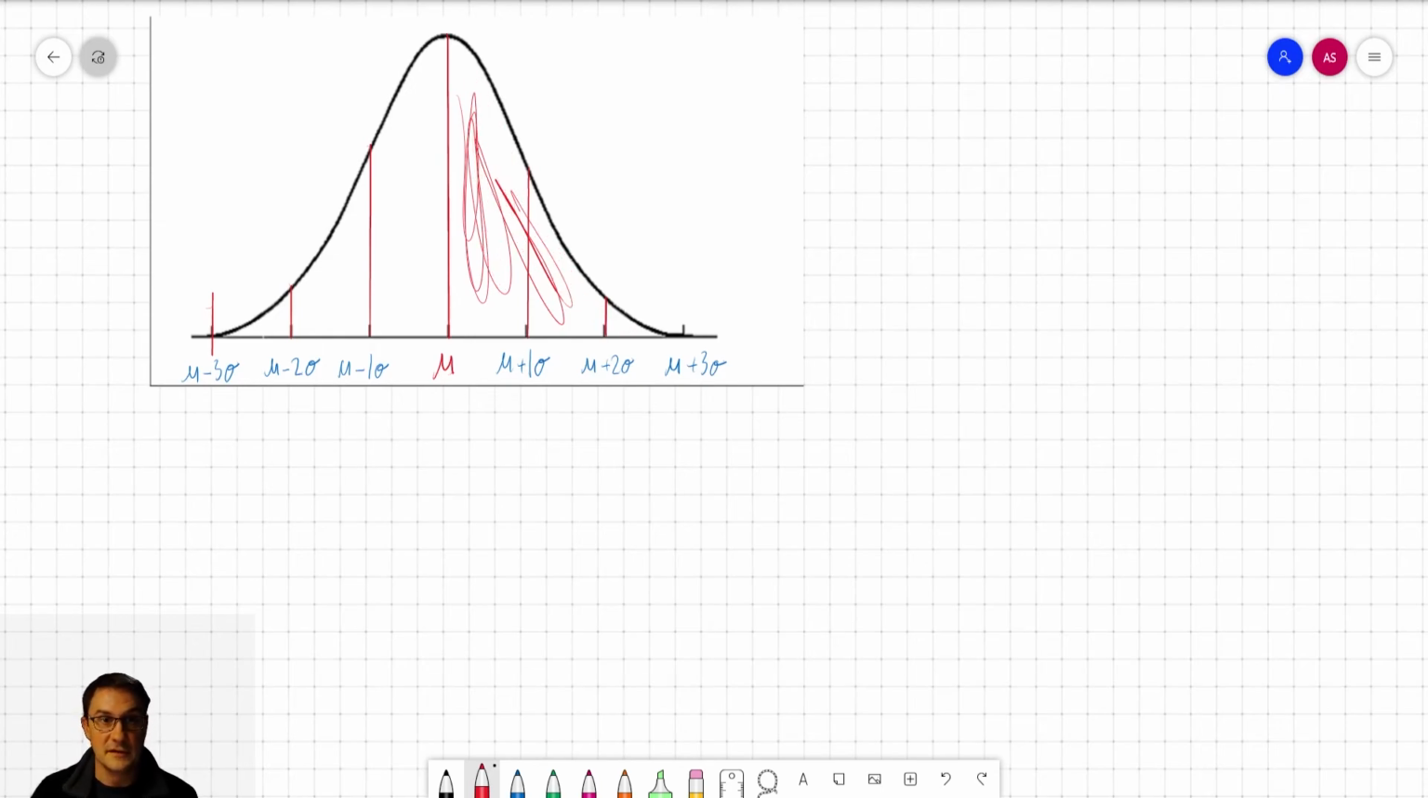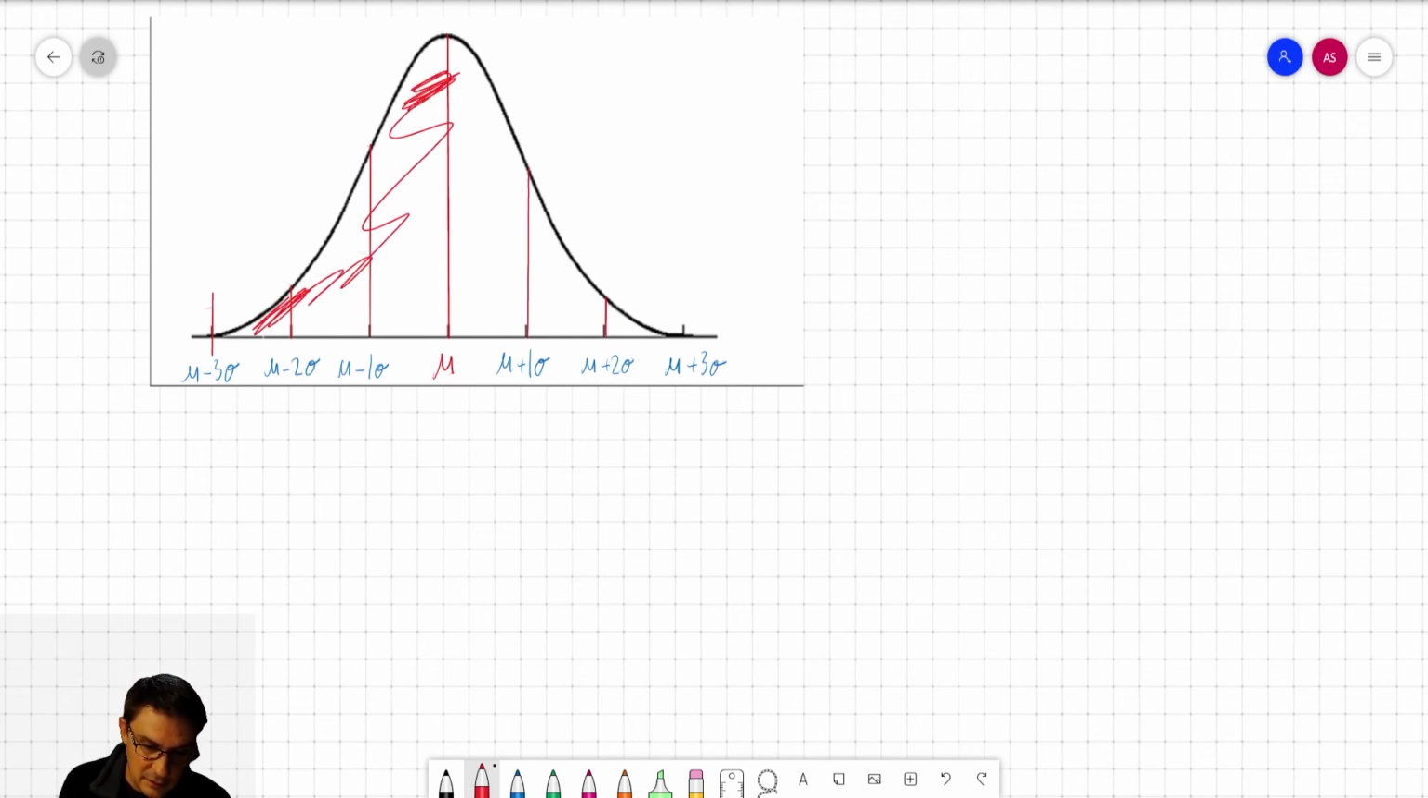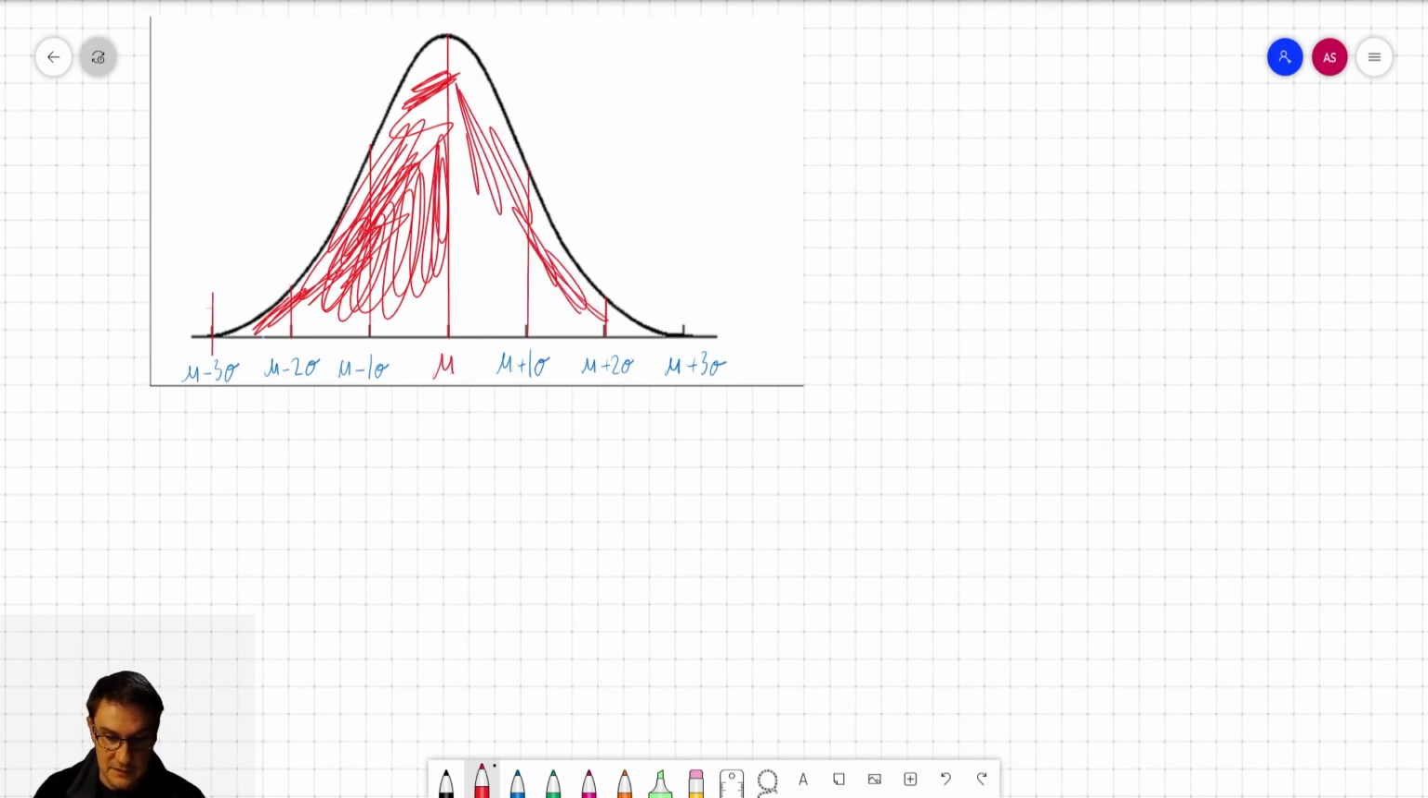But if we take the curve as a whole, so all of the space under the curve, therefore, given it's a probability density function, we're going to find that the total area under the curve is going to be equal to 1, representing all the possible options of probability occurring.